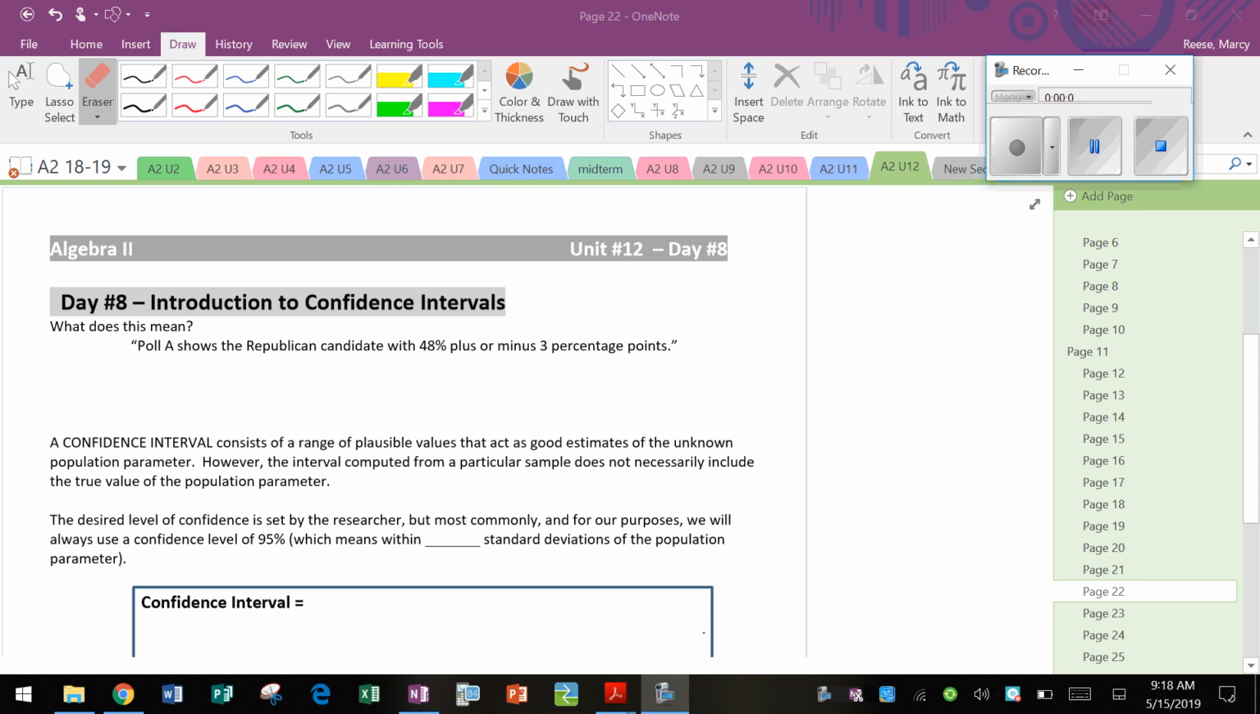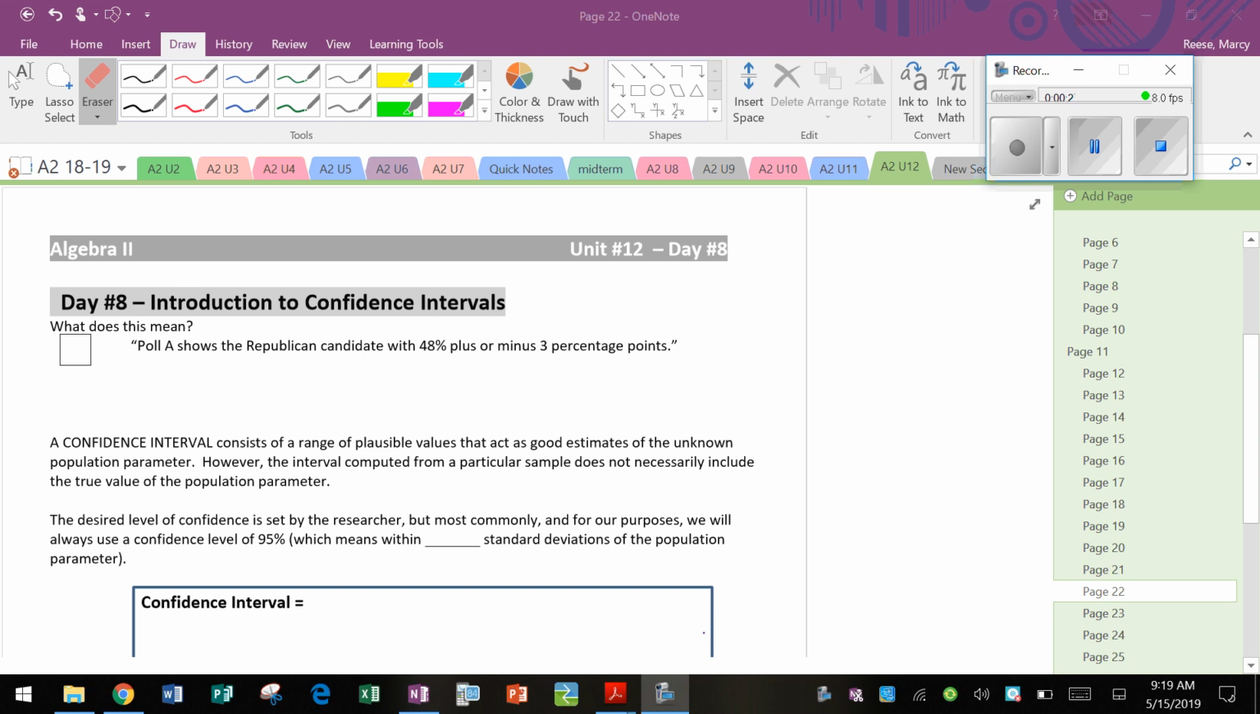Hello, math crew. We're going to do day 8, Introduction to Confidence Intervals right now. This is your flipped lesson. So when you come in on Thursday, tomorrow, or today if you're watching this in the morning, we will continue this lesson. This is very important to understand so that we can continue and you're not going to be behind. So make sure that you follow the whole lesson from start to finish.